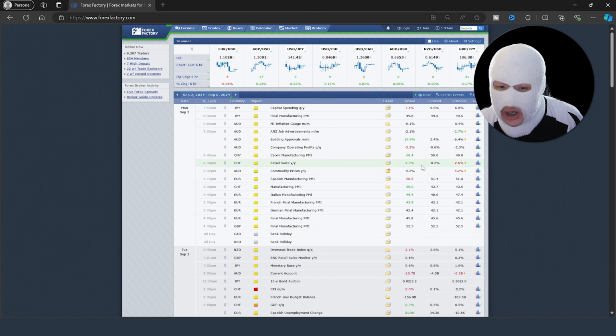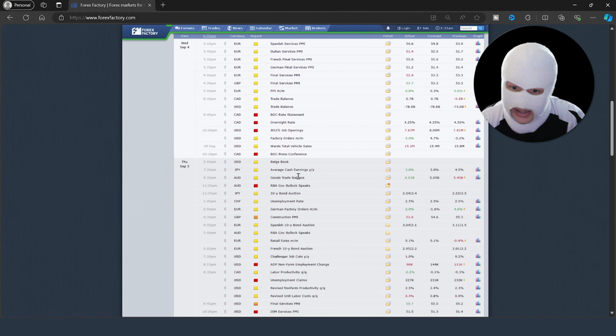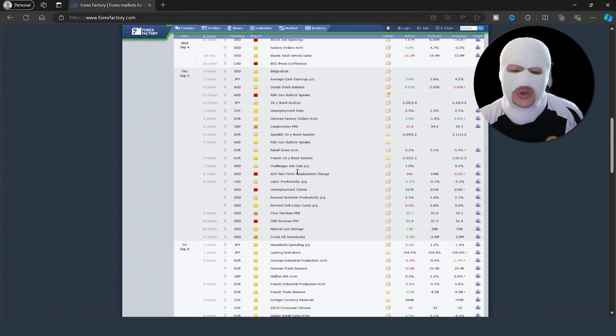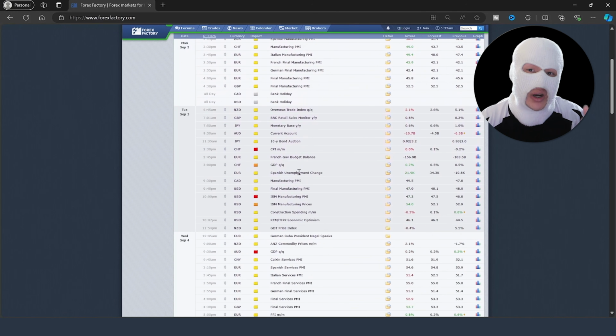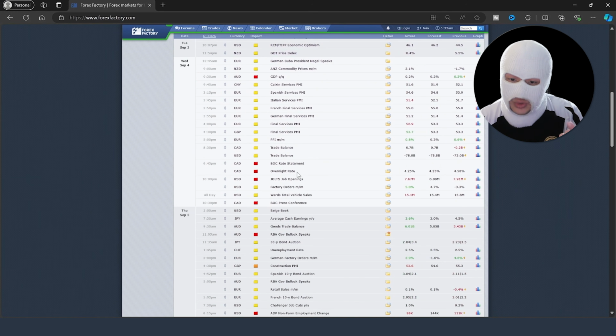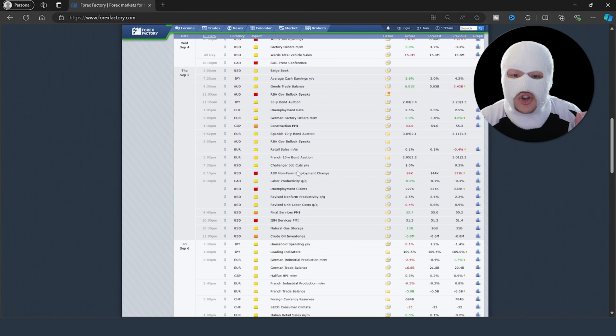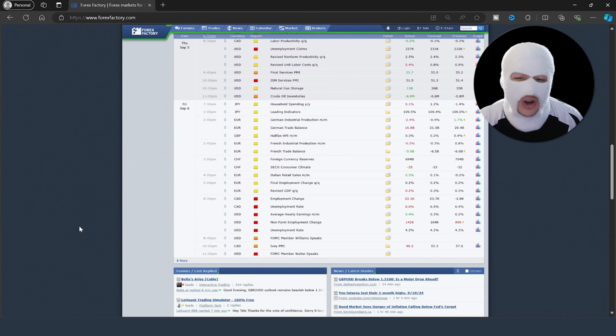Now you'll be able to see all the news that's coming out for this entire week. Now, I'll group news into two different categories: tradable news and untradable news. Untradable news injects an extreme amount of volatility to the point of uncertain and unpredictable prices.